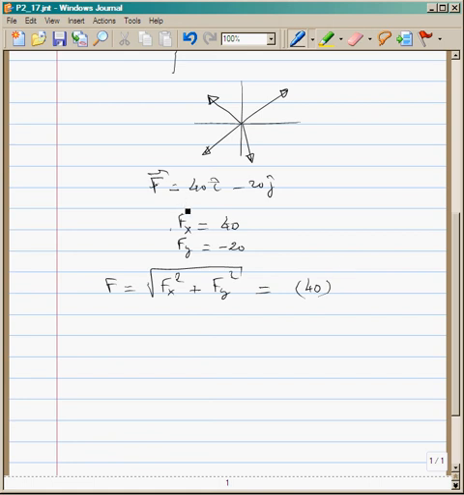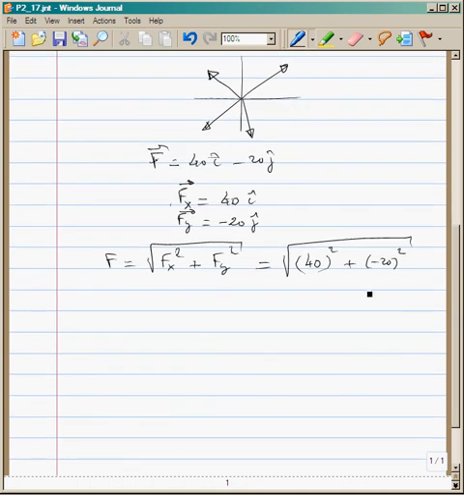My bad. This should be squared, technically, with vectors, because magnitude cannot be negative. So you have 40 squared plus minus 20 squared, you take the square root, and you end up with roughly 44.7 Newton.